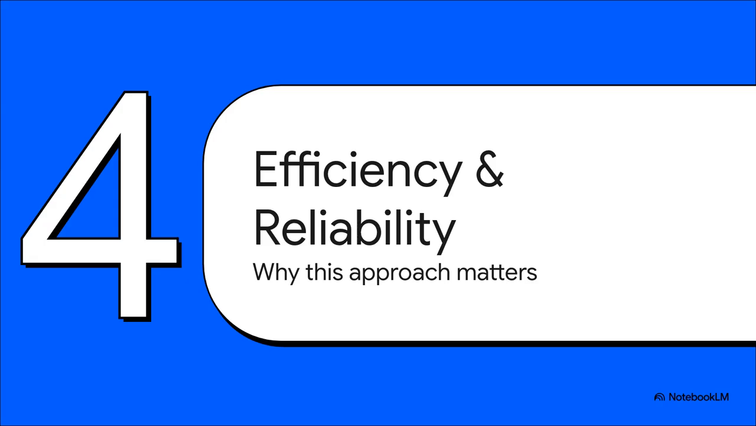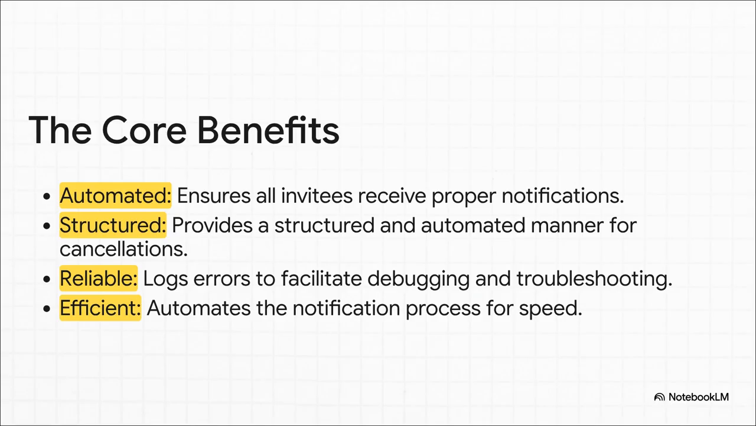So, we've seen the what and the how, but why? Why go through all the trouble of building a system like this? What's the real-world benefit? Well, the benefits are actually huge. It's automated, which means you totally eliminate the risk of human error. No one can forget to email someone. It's structured, so you get a guarantee that the process is followed perfectly every time. It's reliable because if something does go wrong, it's logged automatically for a quick fix.